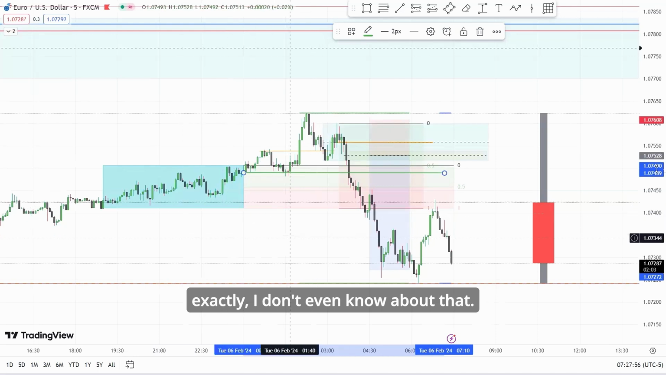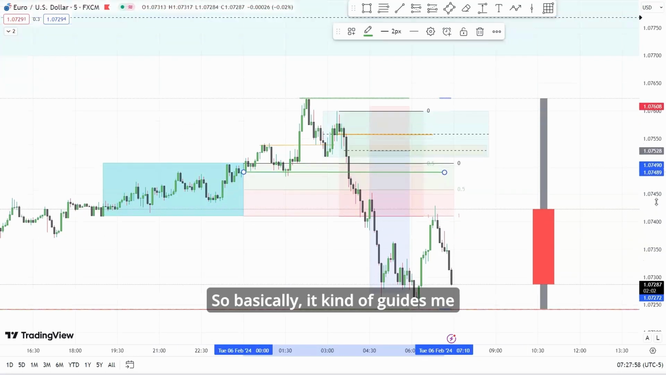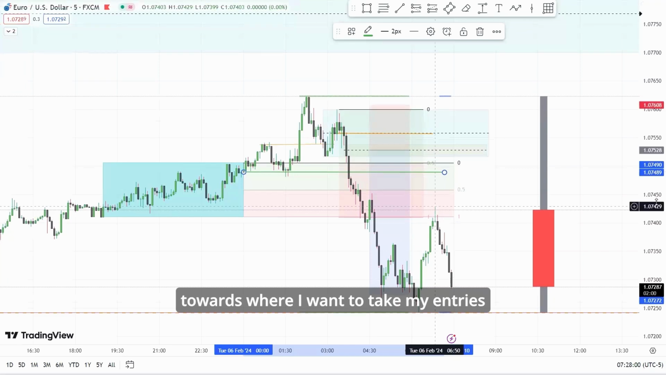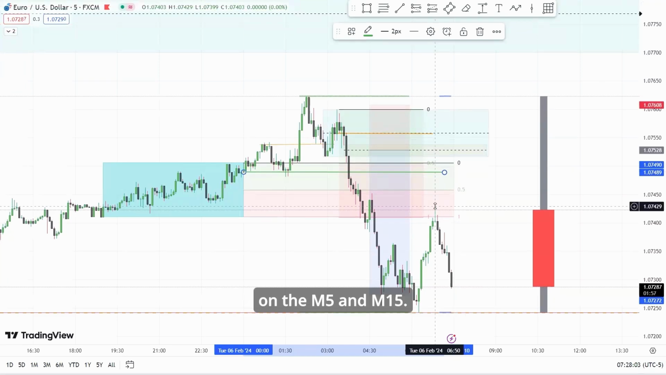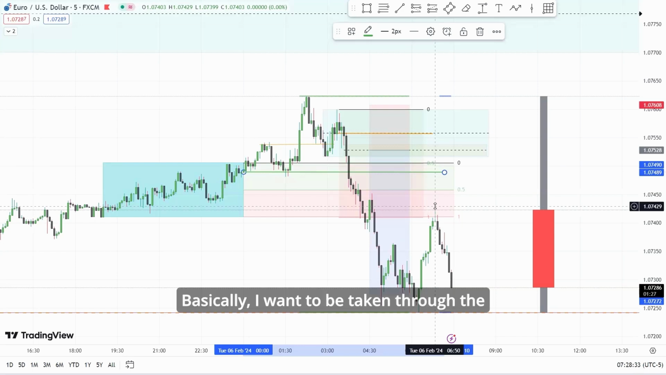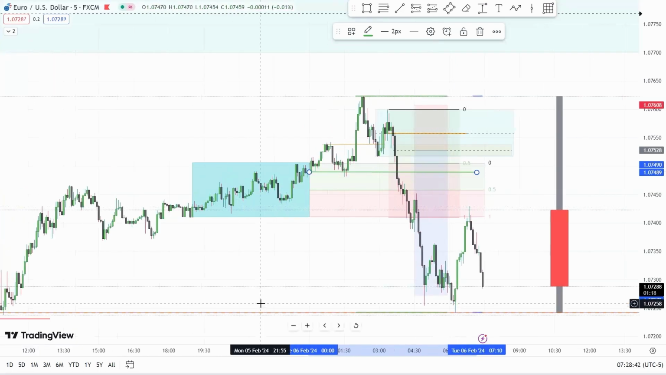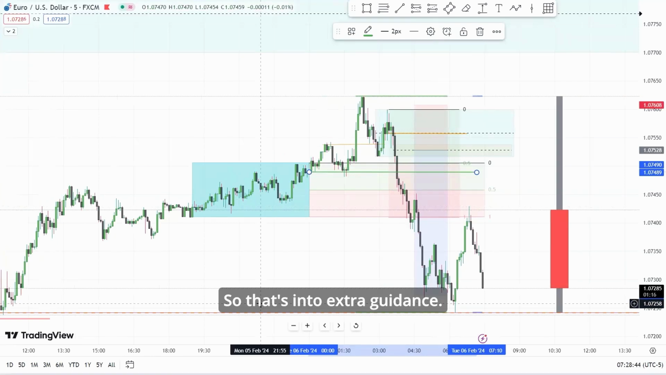I don't know if you know about that. Yeah, so basically it kind of guides me towards where I want to take my entries on the 5 minute and 15 minute charts. So I said I use Q zones also. Basically, I want to be taking trades in the Q zone and nothing outside it. So basically, that's how I get my entries. Nothing too extravagant.